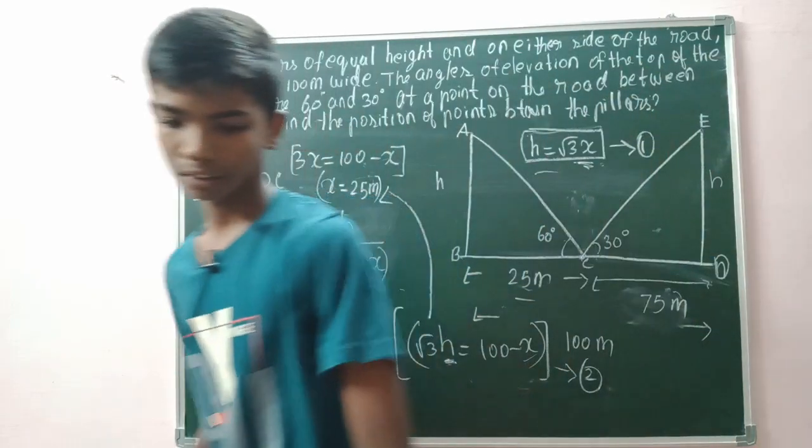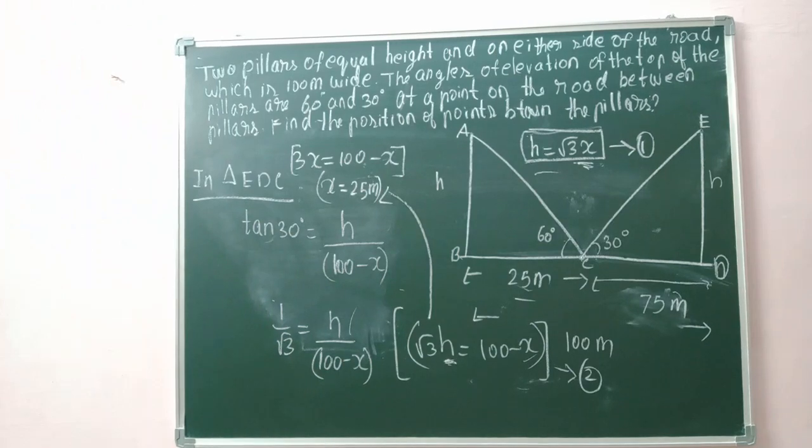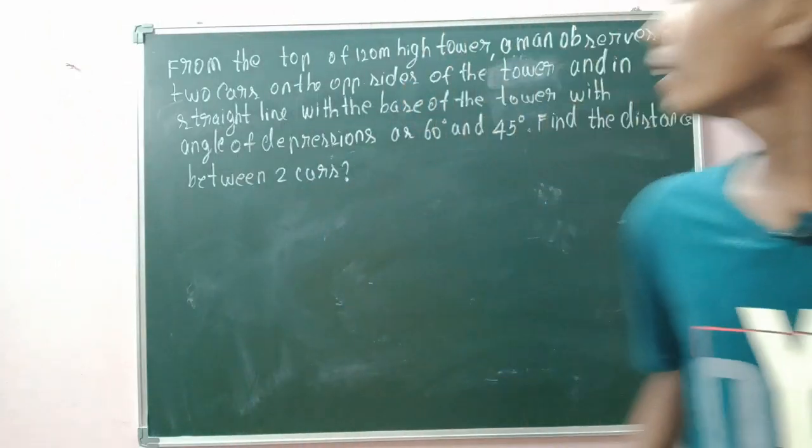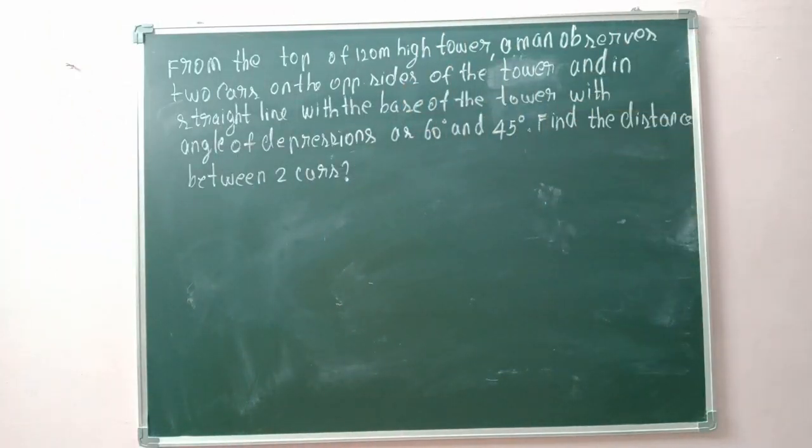Let us move to the next one. Our next question is: from the top of a 120 meter high tower, a man observes two cars on the opposite sides of the tower and in a straight line with the base of the tower, with angles of depression 60 degrees and 45 degrees. Find the distance between the two cars.